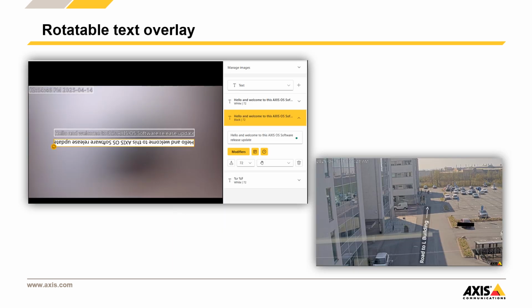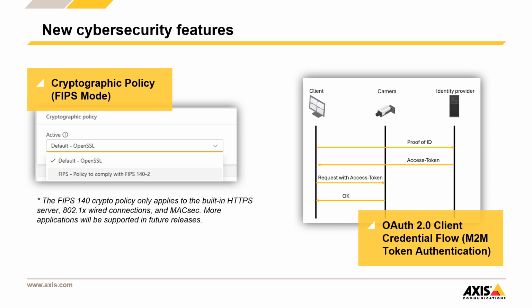With text overlays, we can now rotate these overlays to achieve optimal positioning, enhancing the overall visual experience and allowing for greater flexibility. Now, on the security settings, you can find the option to select between the standard OpenSSL Cipher Suite and FIPS 140-2 Cipher Suite, also known as FIPS mode. This feature empowers users to tailor their cryptographic settings to meet specific regulatory requirements.